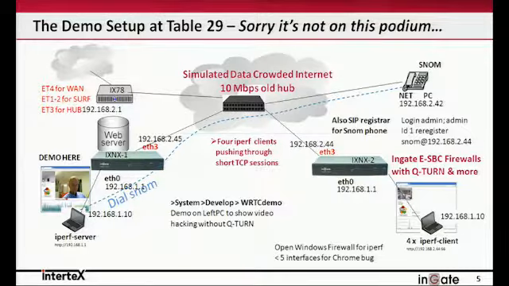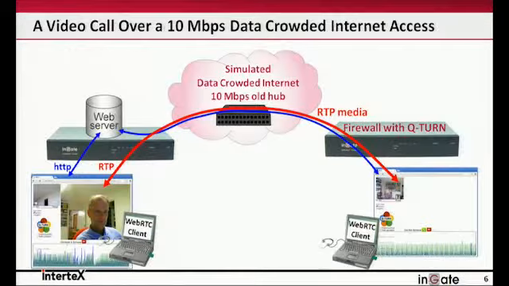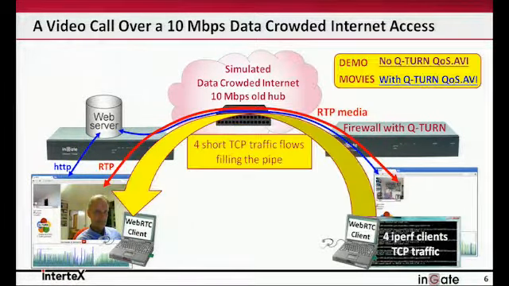It's about sharing the bandwidth that's already available. So how we do this is what I did not bring to this podium, because the demo setup is a bit complicated. So this is what I want to show. It's really firewalls, which are our session border controllers extended with this Qturn functionality, and two web browsers connecting to each other, and we simulate this data-crowded network with a 10 megabit hub. And you can all see this up on table 27.